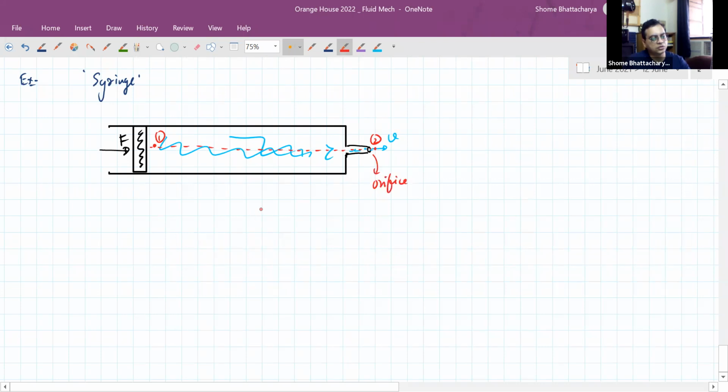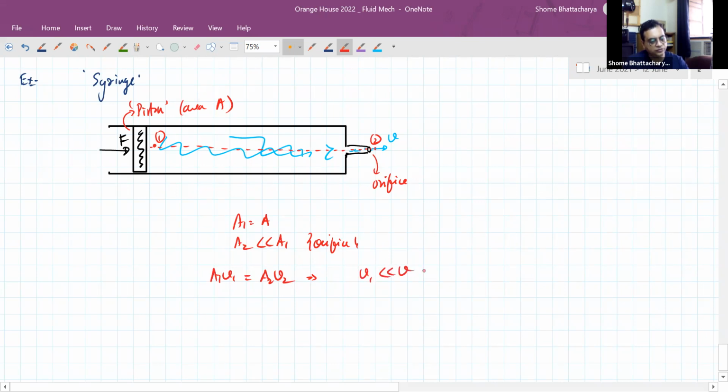Okay. So if this has area A, so A1 is equal to A, and A2 is very, very small compared to A1 because we have an orifice at the other end. Okay. So A1 V1 is equal to A2 V2, means that V1 is very small compared to V.